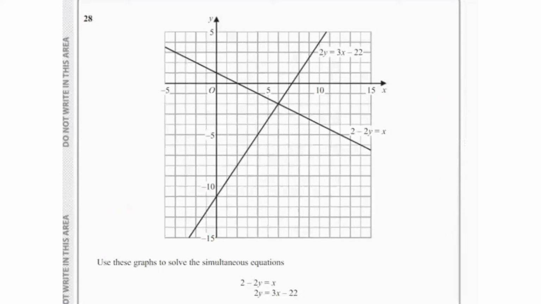Question 20 says, use this graph to solve the simultaneous equation. So in a graph, if they have drawn two lines which represent simultaneous equations, it's just basically the intersection of the two lines. So X value over here is 6 and Y value is -2. So that is your answer.